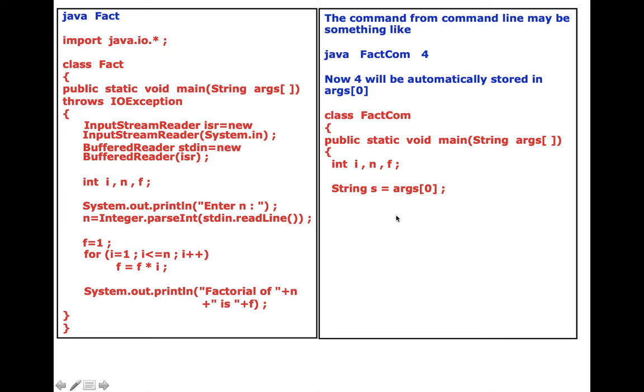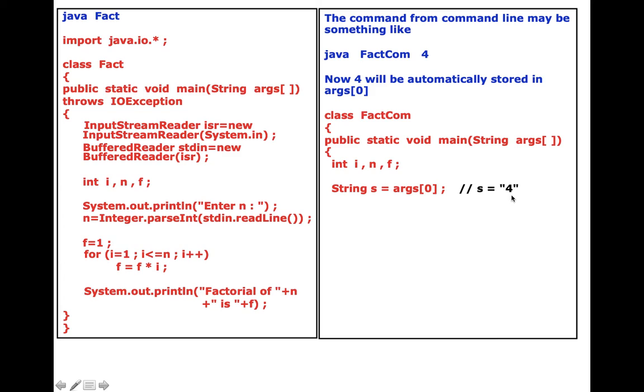By the way, this statement is a combination of two statements: string s semicolon, and the next statement is s equal to args of 0. I repeat, this statement is a combination of two statements, the first one being string s semicolon, and the second statement being s equal to args of 0. Okay. Anyway, so now when I write string s equal to args of 0, what will be the value of s? Well, it will be string 4. See, 4 is in double quotes.